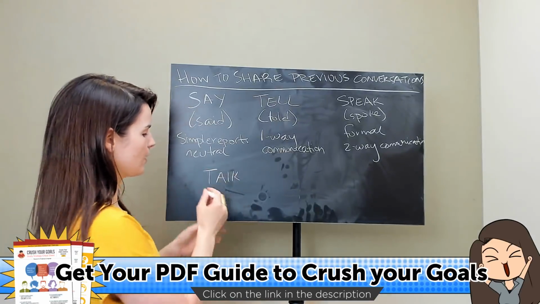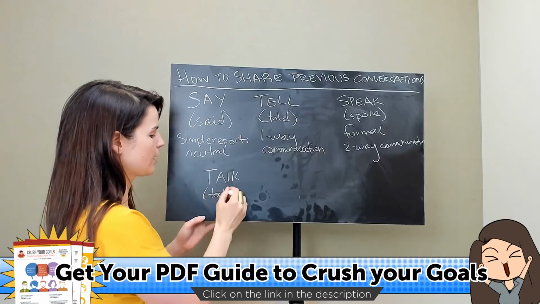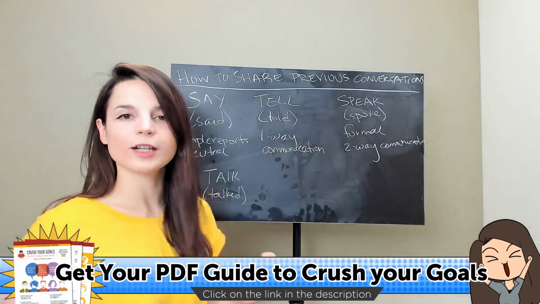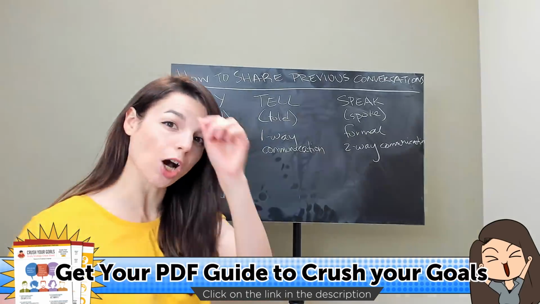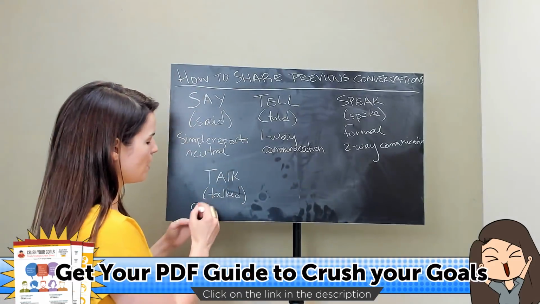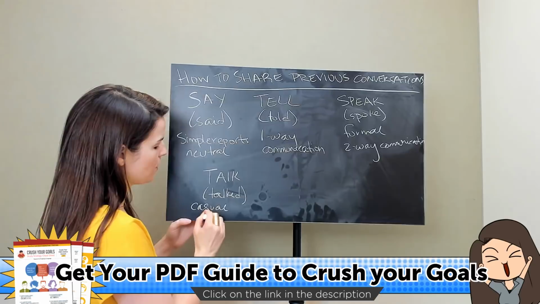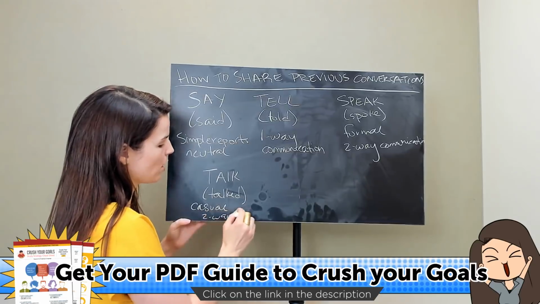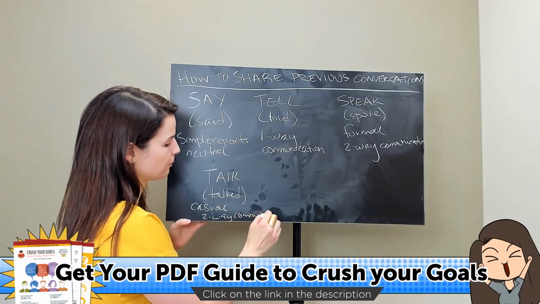So talk, the past tense of talk is talked. The pronunciation there is not "talk-ed", but "talked", with a T sound. So this is also two-way, but it's casual. It's a two-way conversation. I talked to my friend. I talked with my friend.